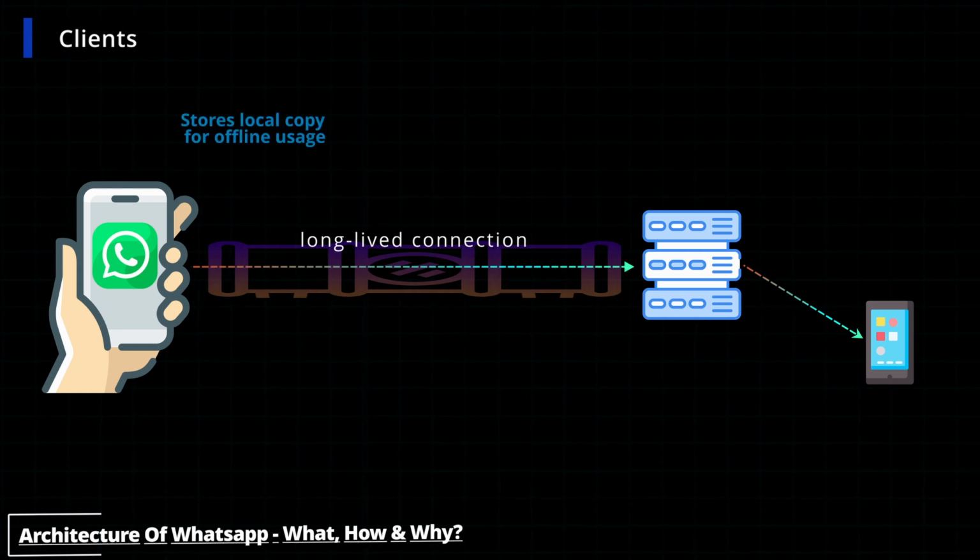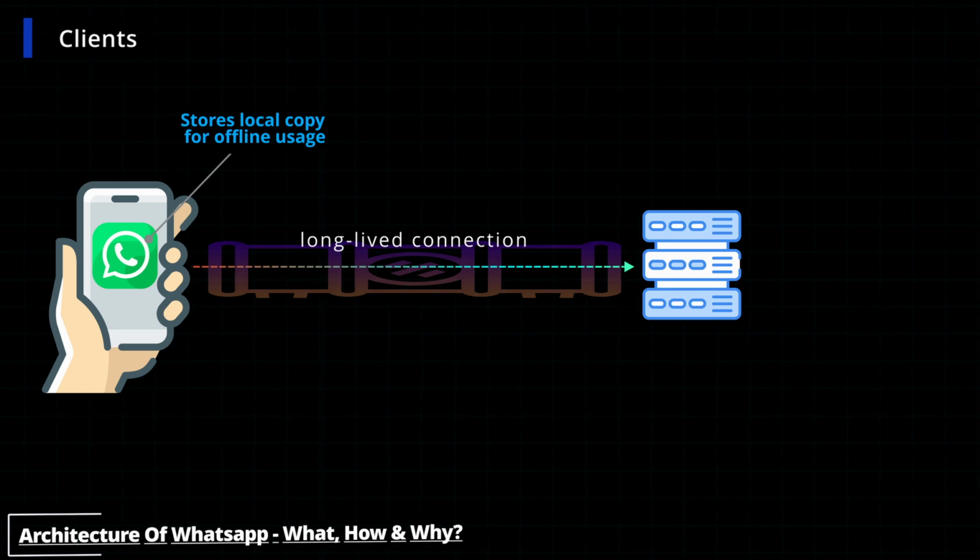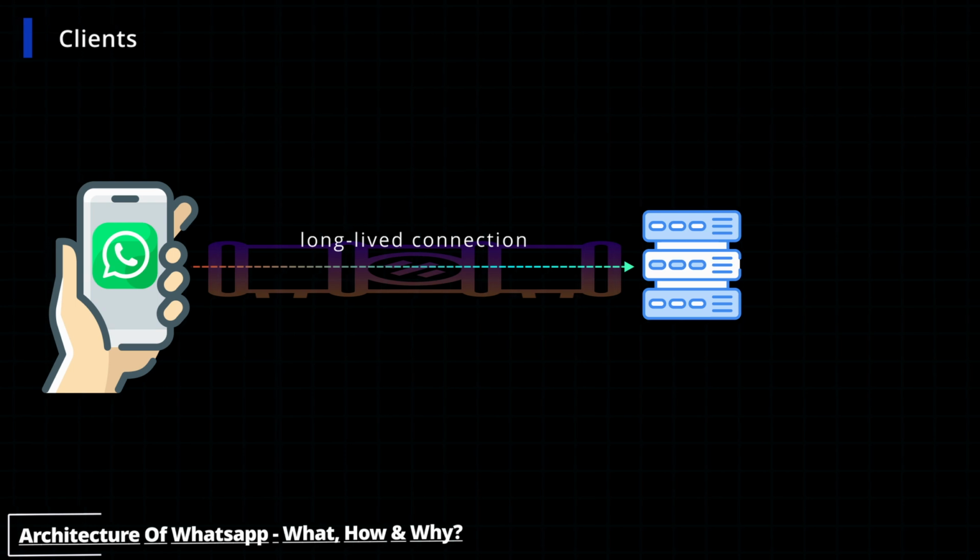And also, the client keeps a local copy of all your chats. That's why you can open WhatsApp offline and still scroll through messages. Your phone is the source of truth of your chat history. Once you are back online, the app syncs up with the server to deliver anything new and update statuses.